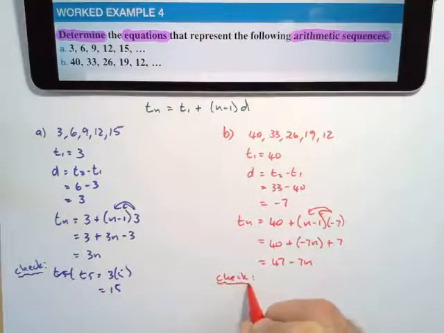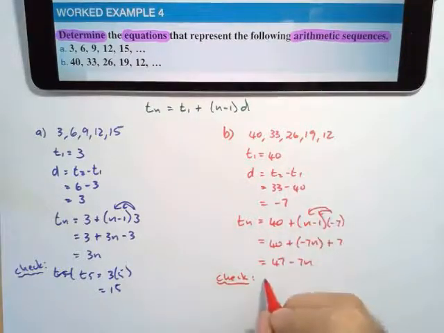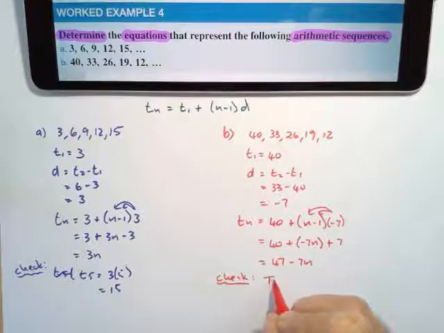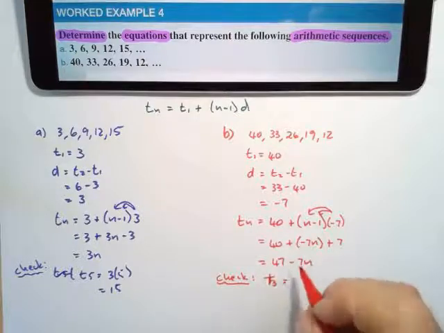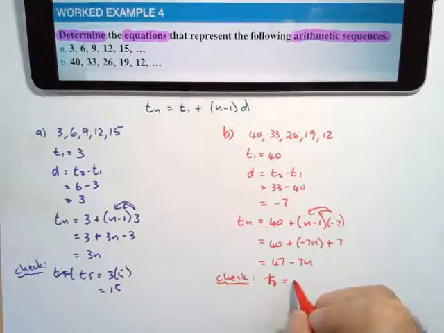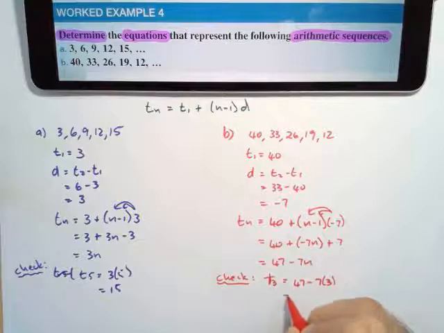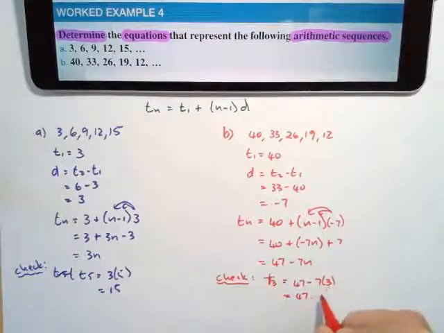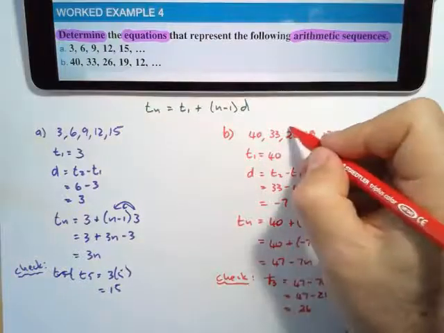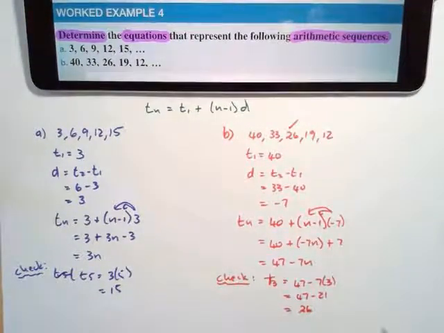If you want to do a check, you can check any value. So let's go and check term 3. T3 equals 47 minus 7 times 3. 47 take away, 7 times 3 is 21. 47 take away 21 is 26. I know that my answer is correct.